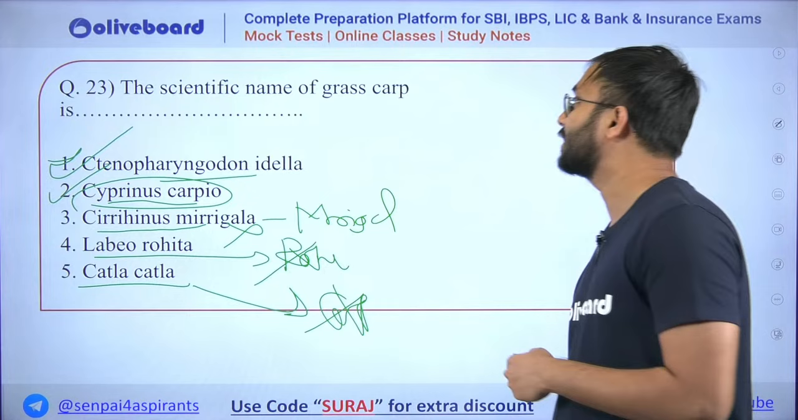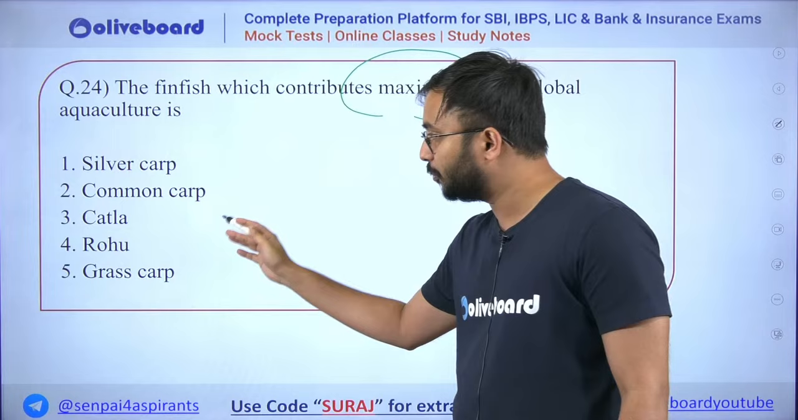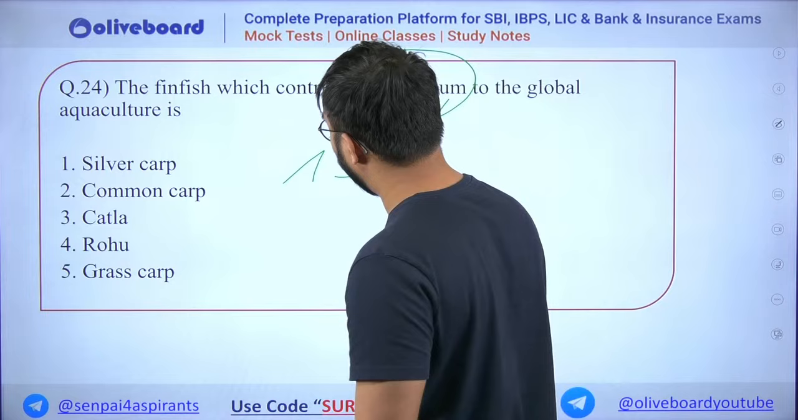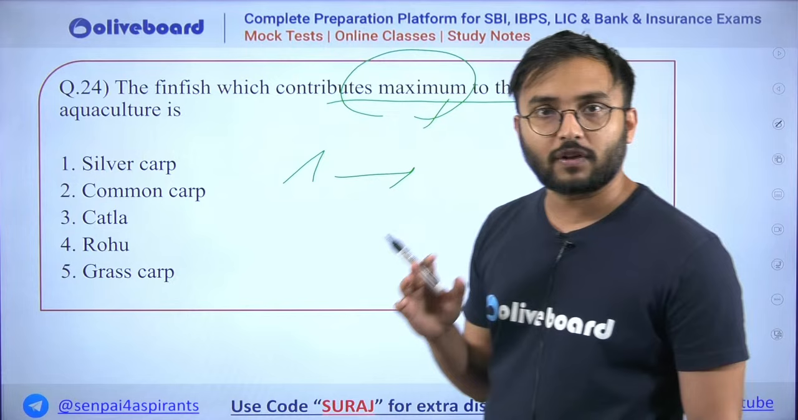Then the fin fish which contributes maximum to global aquaculture is called what? Silver carp, common carp, katla, rohu or grass carp. So which is that fin fish? Fin fish in the sense which have fins: dorsal fin, tail fin, anal fin. So these fin fish contribute maximum to global aquaculture. Which fin fishes have the highest population in aquaculture? This is what they are asking.